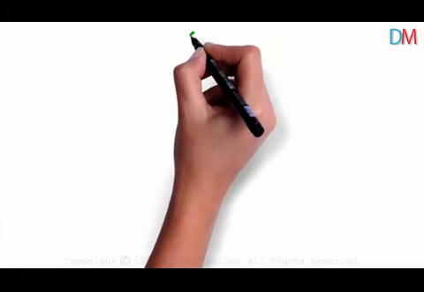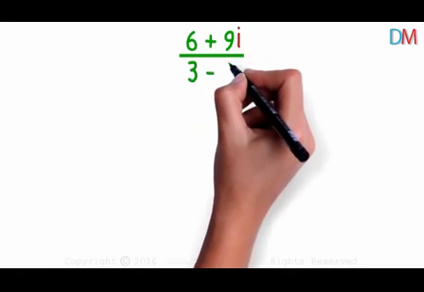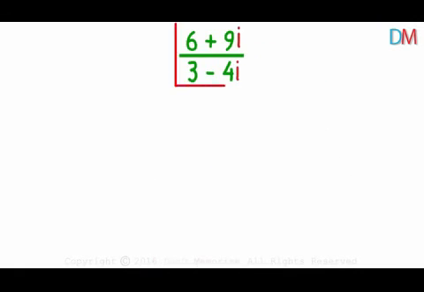How about dividing 6 plus 9i by 3 minus 4i? This is a case of a complex number divided by a complex number. Just remember one thing in general. None of us like having i in the denominator. It just doesn't look perfect. So can we get rid of i in the denominator without changing the value of the overall expression?